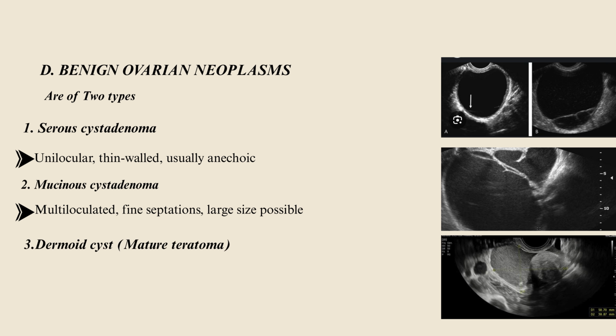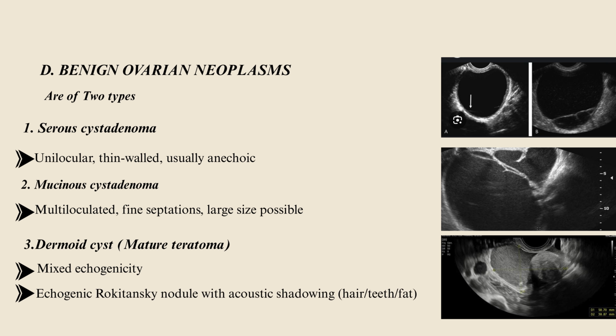Dermoid cyst or mature teratoma. It is mixed in echogenicity. Echogenic Rokitansky nodule with acoustic shadowing of hair, teeth, or fat is there, and it gives an appearance of the tip of an iceberg sign.